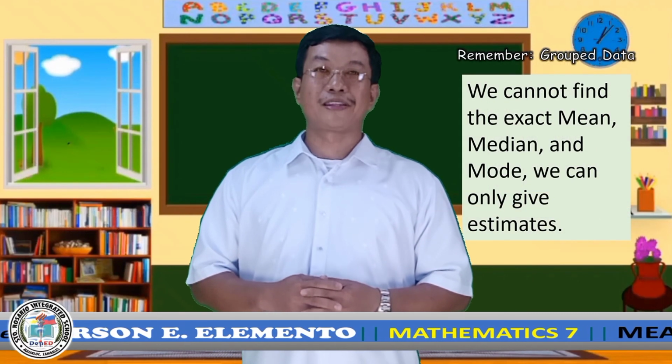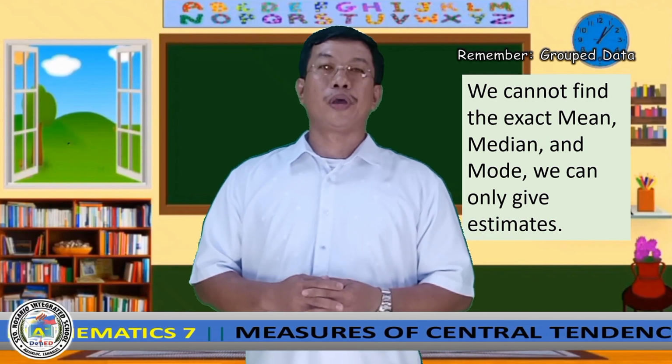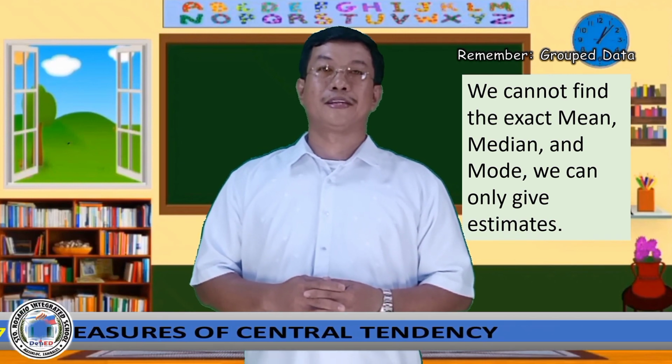Remember, in group data, we cannot find the exact mean, median, and mode. We can only give estimates.